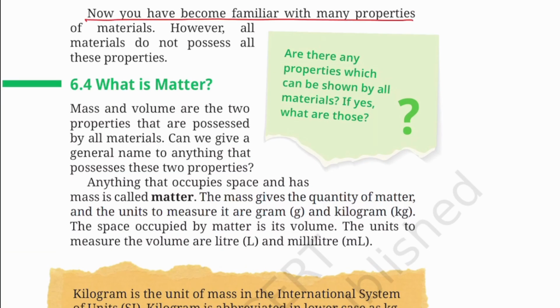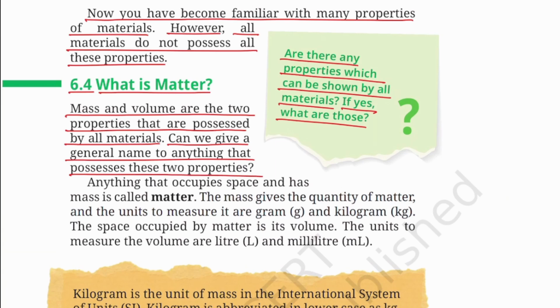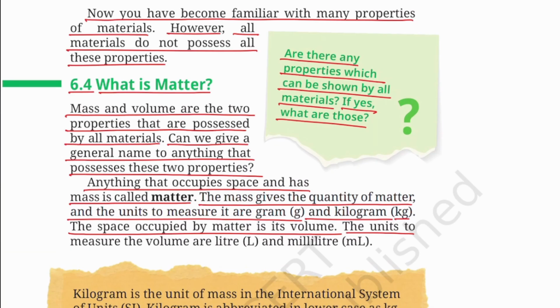Now you have become familiar with many properties of materials. However, all materials do not possess all these properties. Question: Are there any properties which can be shown by all materials? If yes, what are those? 6.4 What is matter? Mass and volume are the two properties that are possessed by all materials. Can we give a general name to anything that possesses these two properties? Anything that occupies space and has mass is called matter. The mass gives the quantity of matter, and the units to measure it are gram, g, and kilogram, kg. The space occupied by matter is its volume. The units to measure the volume are liters, L, and milliliters, mL.